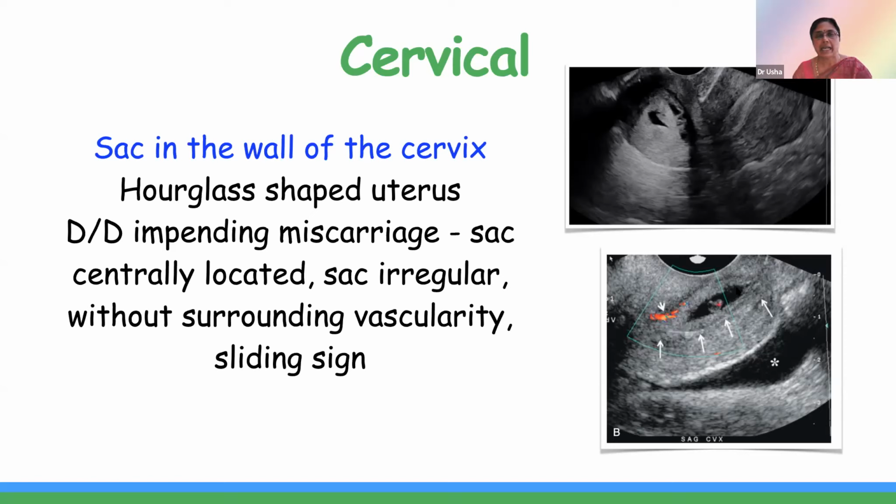whereas a cervical pregnancy will not be sliding. This differentiation is very important because if we think it is an impending miscarriage, our line of management will be to go and curette it. But if it is a cervical pregnancy, we will end up with a massive hemorrhage if we attempt to evacuate it.